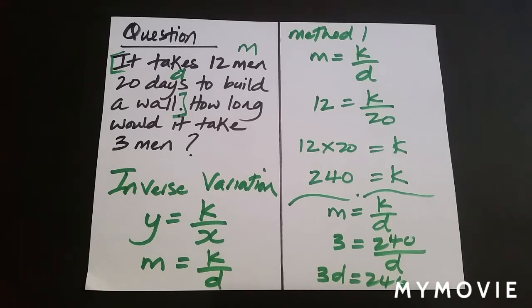And of course, k is always the constant of variation. Once you identify the two variables, it doesn't matter which letter you put where. Just work it, and the final answer will be the same.